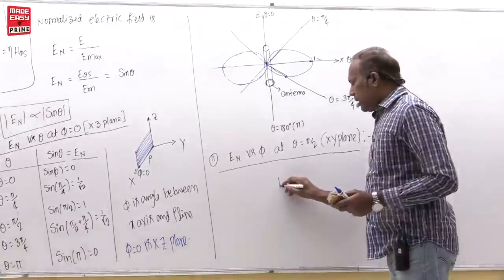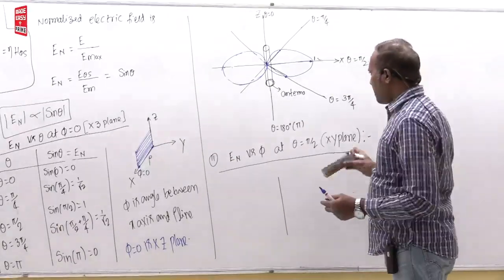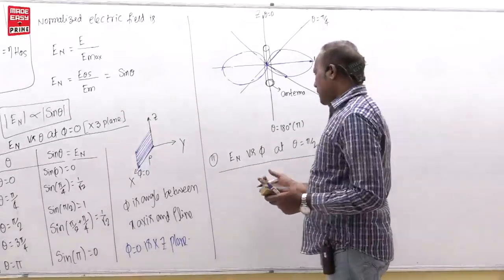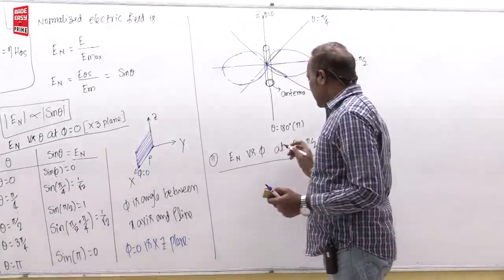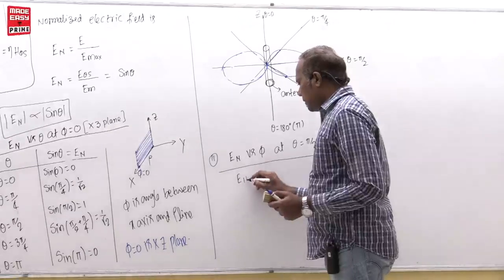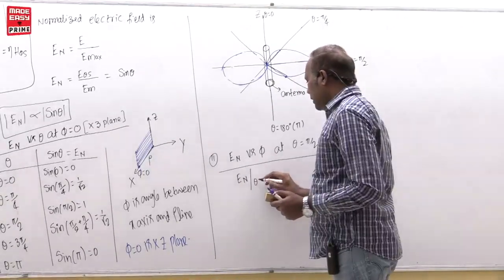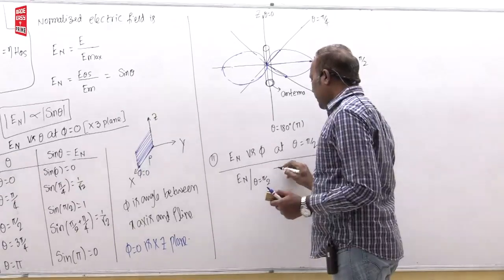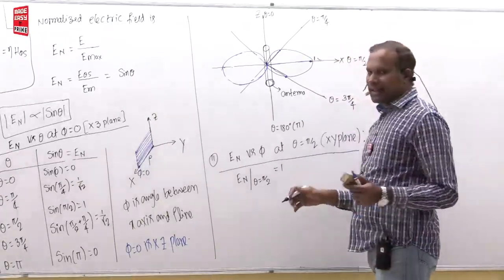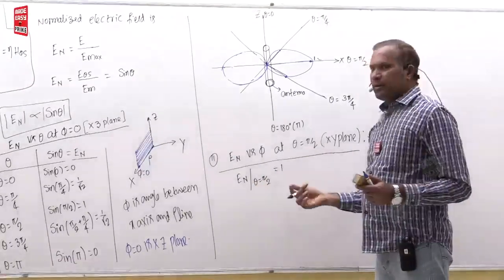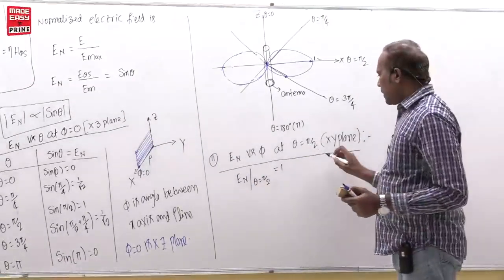So here we will be taking first, what I do. Anyway, it is one only. So the electric field: the normalized electric field value at theta equal to pi by 2 is 1. So it is constant. For any horizontal angle, this electric field value is 1 only. So there is no problem at all.